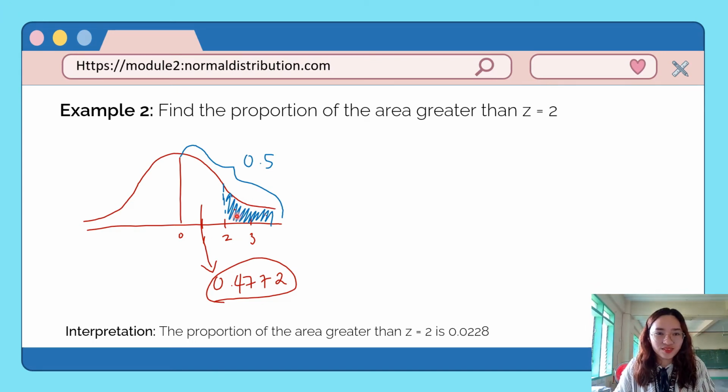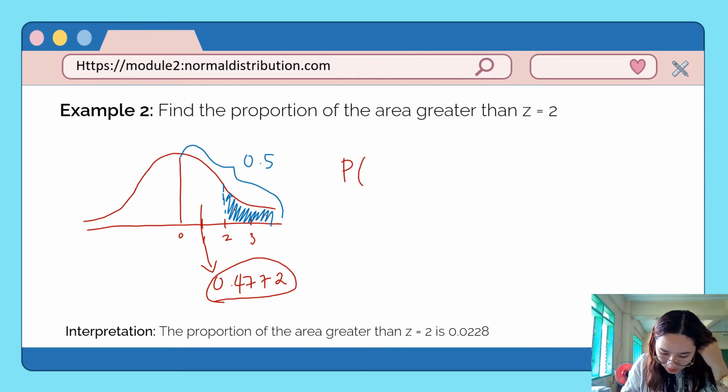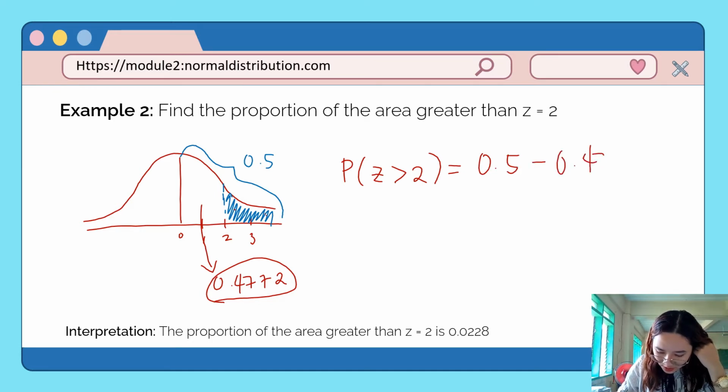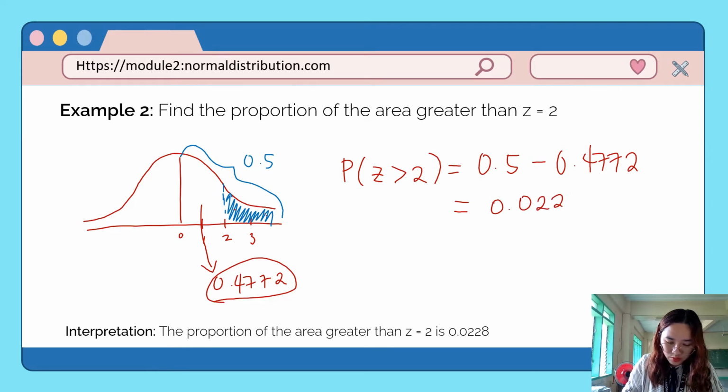So, let's use a probability notation. P, z greater than 2. We have 0.5. Ima-minus lang natin yung ating 0.4772. Kaya na natin makuha yung area that is greater than 2. We have 0.0228. Ayan. So the proportion of the area greater than 2 is 0.0228.